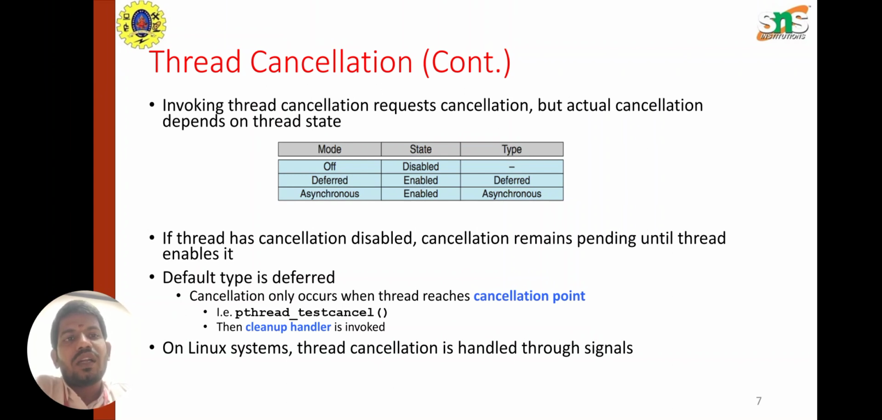We have a mode, a state and a type: off is disabled, deferred is enabled, and asynchronous is enabled. If cancellation is disabled, the cancellation remains pending until the thread enables it. The default type is deferred. Cancellation only occurs when the thread reaches a cancellation point.